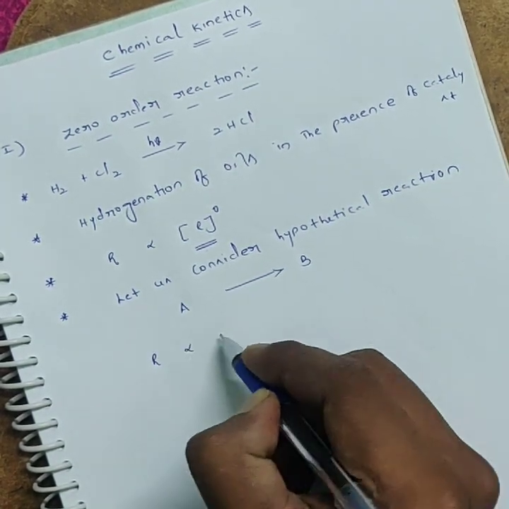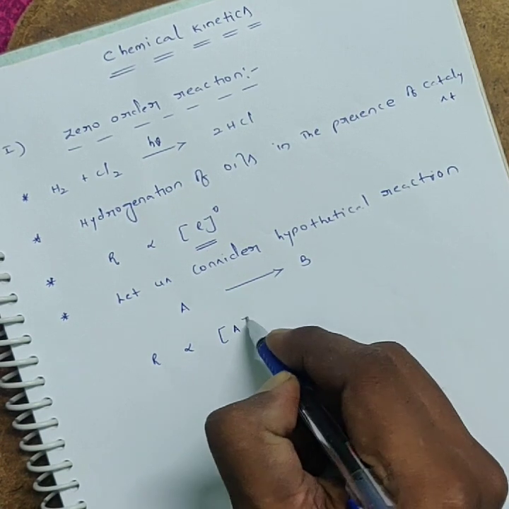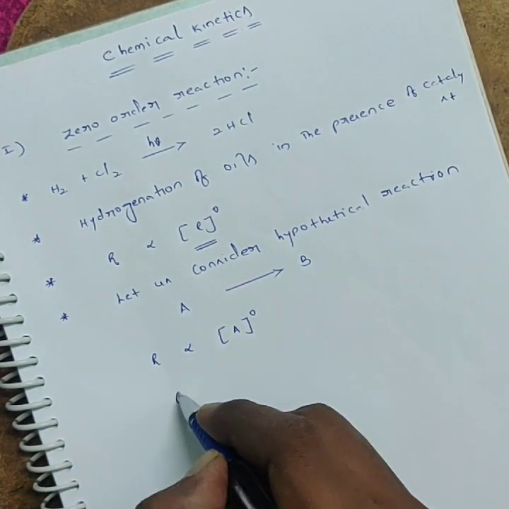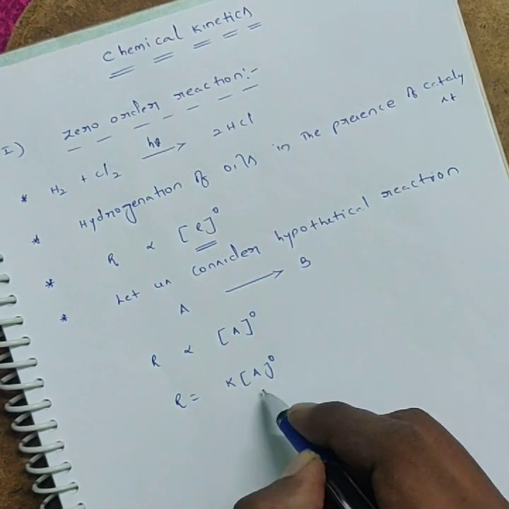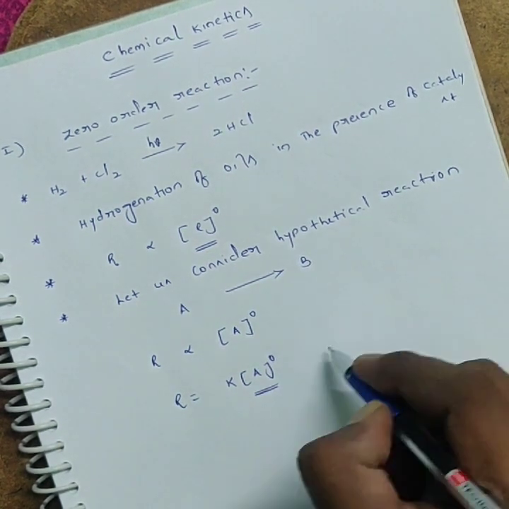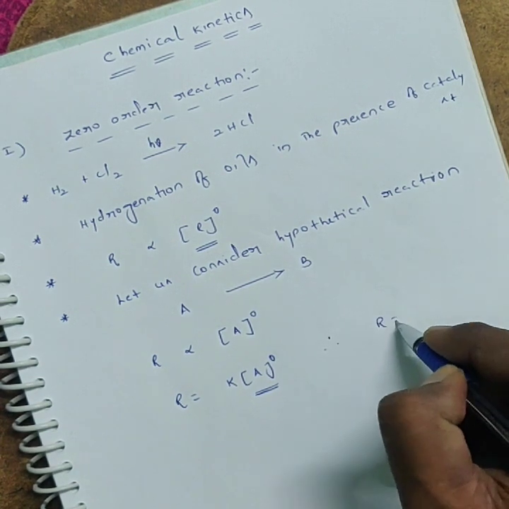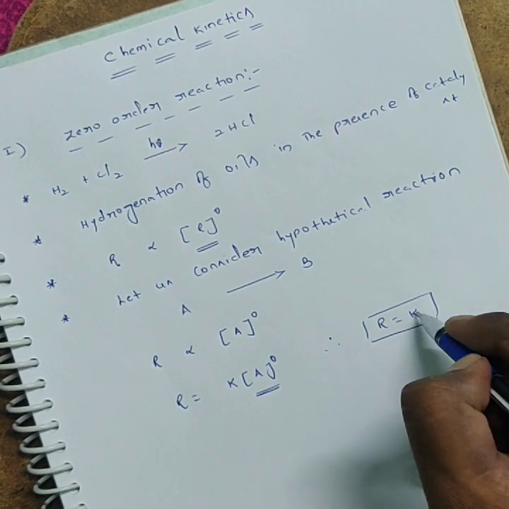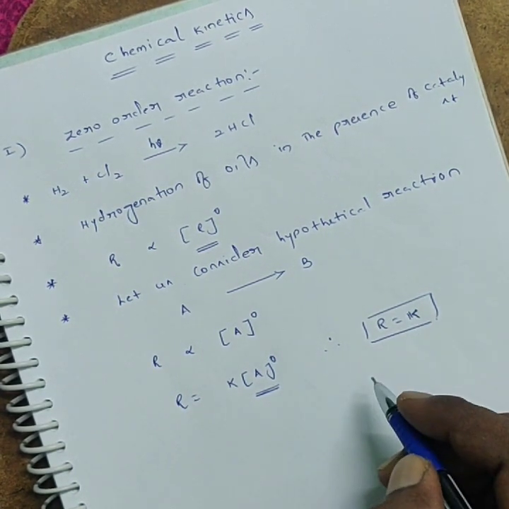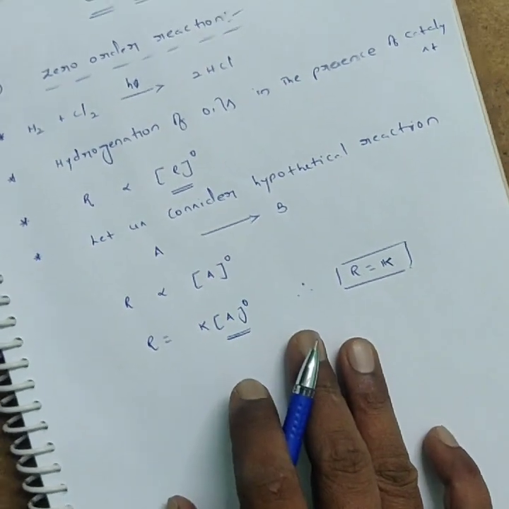So how can you write rate? Rate is directly proportional to concentration of A power 0. So rate is equal to K into concentration of A power 0. Anything power of 0 is nothing but 1. Therefore, rate is equal to K. So here, this K is nothing but rate constant for zero order reaction.